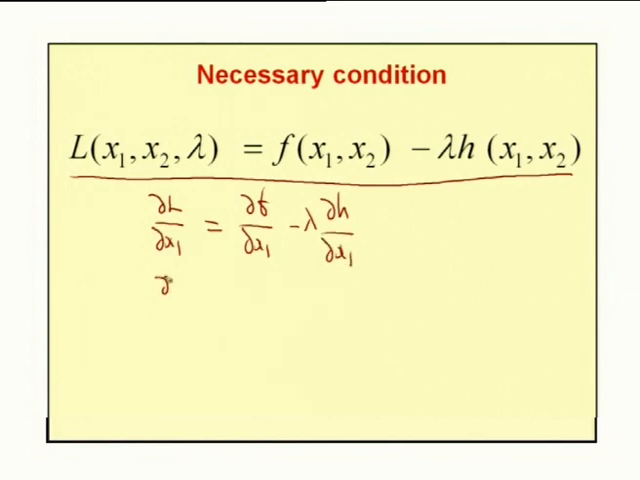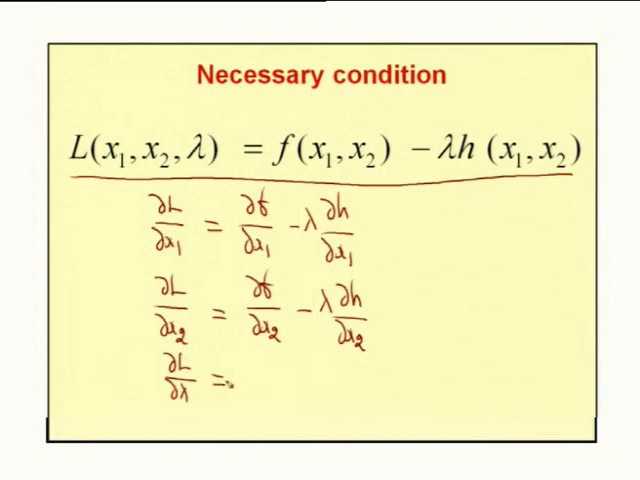The second condition is ∂L/∂x2 equal to ∂f/∂x2 minus λ into ∂h/∂x2. The third condition is ∂L/∂λ equal to 0. Therefore, ∂L/∂λ, which is nothing but minus of h(x1, x2), equal to 0. So, for a given NLPP, the necessary condition is given as ∂L/∂x1 equal to this one, ∂L/∂x2 equal to this one, ∂L/∂λ equal to this one.